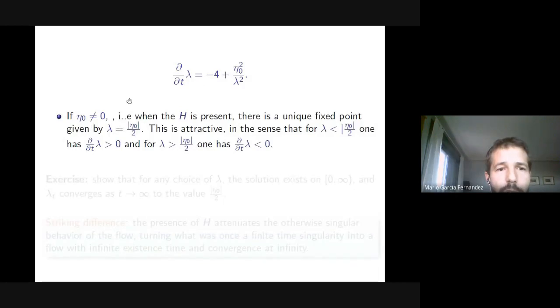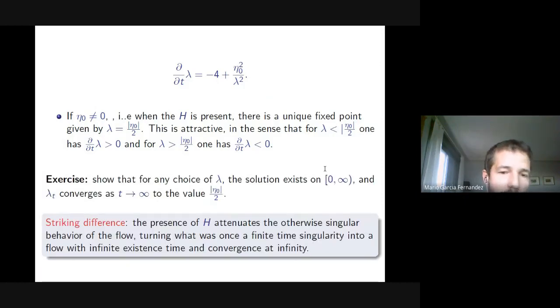If eta_0 is non-zero, so when the three-form is present, there is a unique fixed point, a unique stationary point for the flow, given by lambda equals eta_0 divided by 2. And this is attractive, in the sense that for lambda smaller than this quantity, the derivative is bigger than 0, and for lambda bigger than this quantity, the derivative is negative. One exercise is to prove that for any initial choice of lambda, the solution of this ODE exists on 0 to infinity and converges to this value.